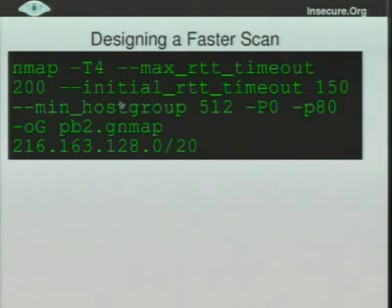Another thing that's helpful is to tell Nmap to scan a bunch of hosts at once so it can do so more efficiently. And since there's only one port on each host being scanned, we want a huge group. So we tell Nmap to scan 512 hosts at once, so it'll knock this out in eight individual groups. Again, the rest of the options are basically the same.